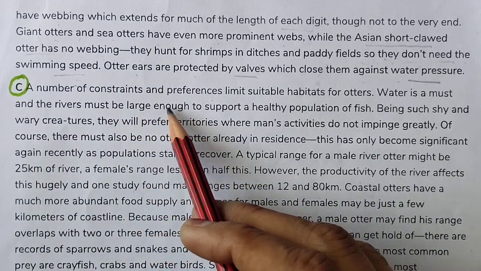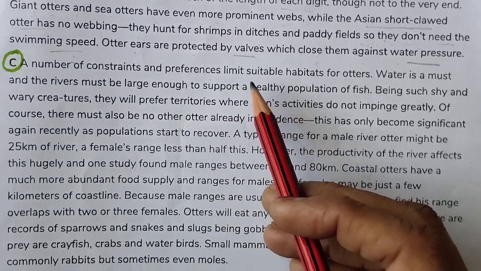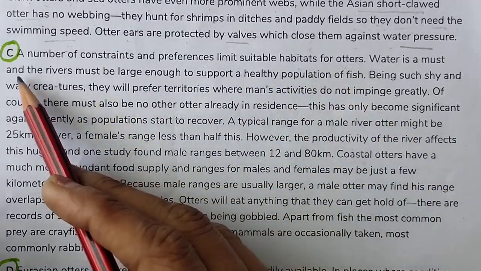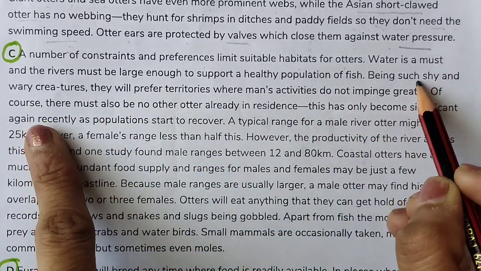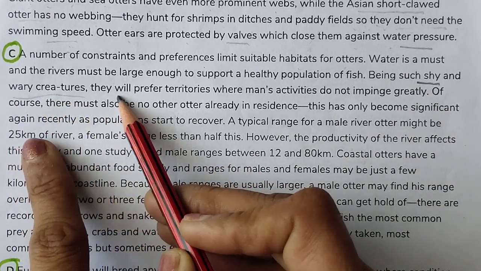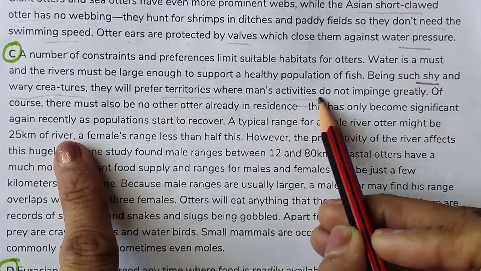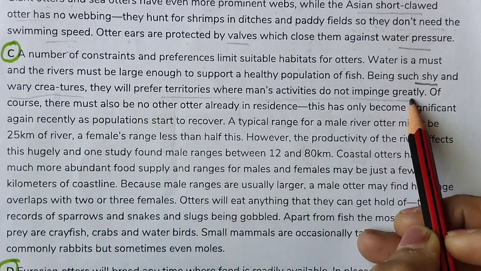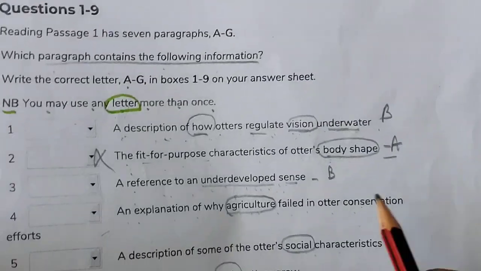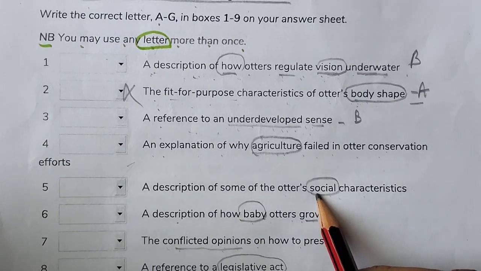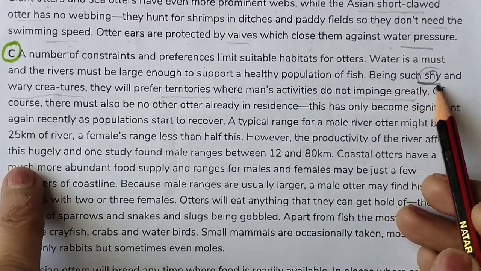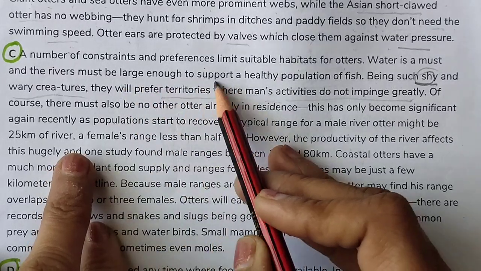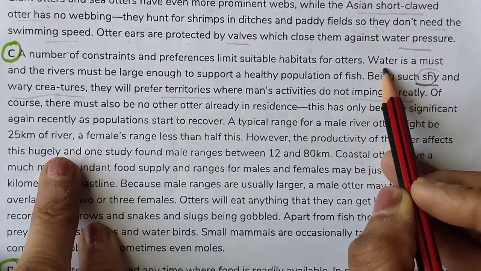A number of constraints and preferences limit suitable habitats for otters, where water and rivers must be large enough to support a healthy population. Being such shy and wary creatures, they will prefer territories where man's activity does not impinge greatly. So yes, I told you they may be talking about social characteristics. Description of some of the otter's social characteristics. So they are shy, being such a creature. Must be large enough to support. They always want to stay in water and rivers.